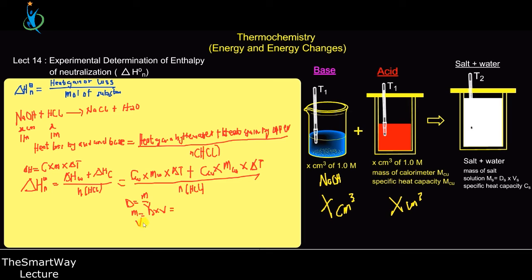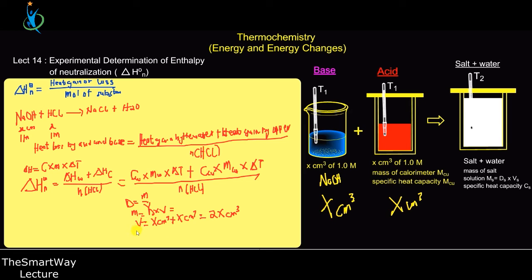So quickly, we do that by looking at this. We add the X cm cube of the base plus what? X cm cube of the acid. So here, what are you going to get? You are going to get 2x raised to the power 3. Okay, that is 2x raised to the power 3. These are the total volumes.